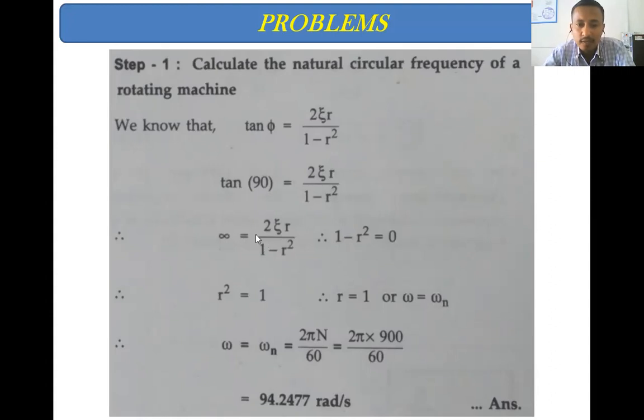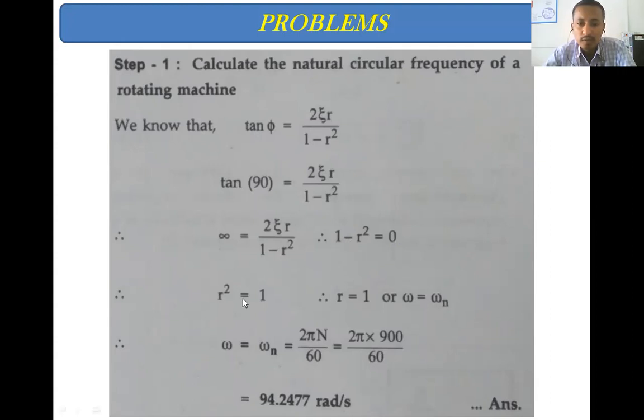What do we do here? If you want to solve this equation, take 1 minus r square to the left side and infinity to the right side. Then anything divided by infinity is 0. Therefore 1 minus r square is equal to 0.